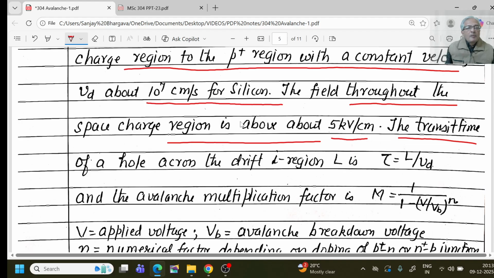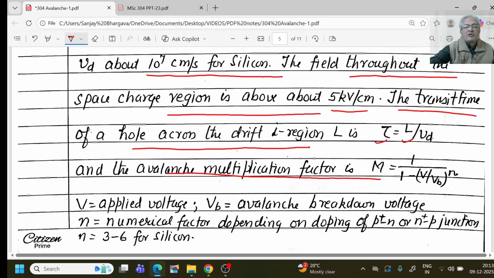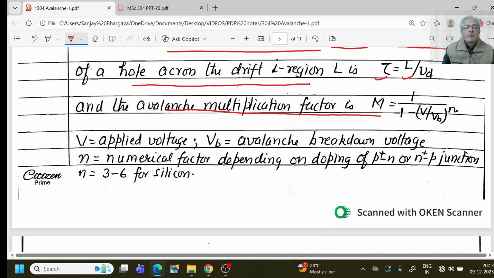The transit time of a hole across the drift region, I region, of length L is given by tau equal to L upon Vd, and the avalanche multiplication factor is M equal to 1 upon 1 minus (V by Vb) power n, where V represents the applied voltage, Vb represents avalanche breakdown voltage, n is a numerical factor depending upon doping of P plus N or N plus P junction. N is usually 3 to 6 for silicon.